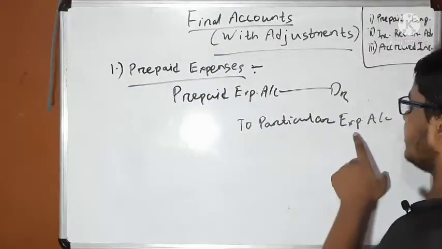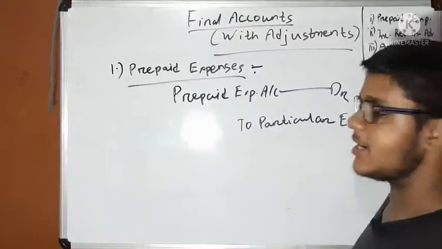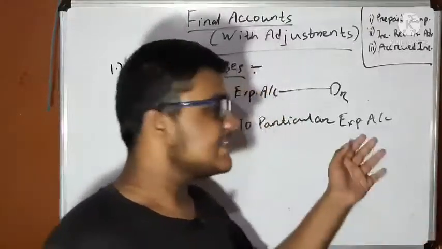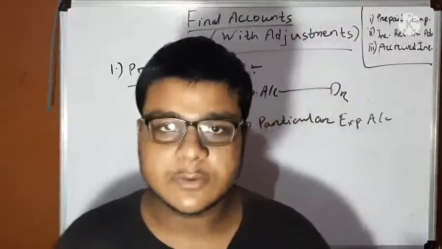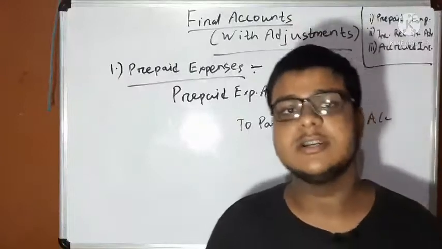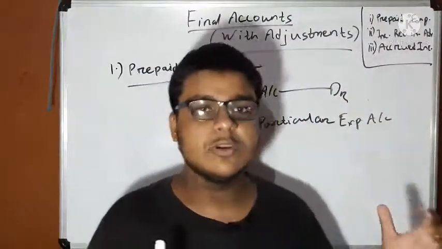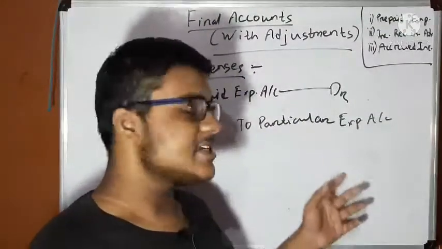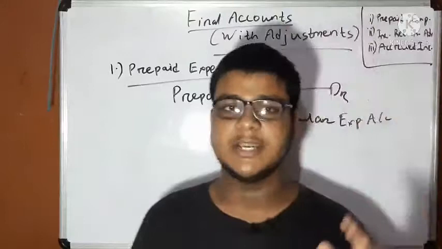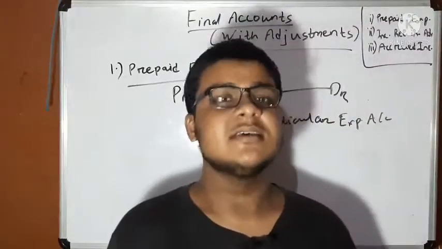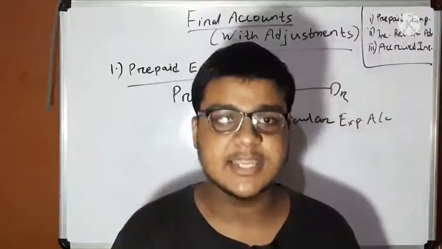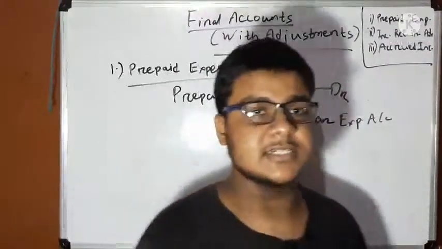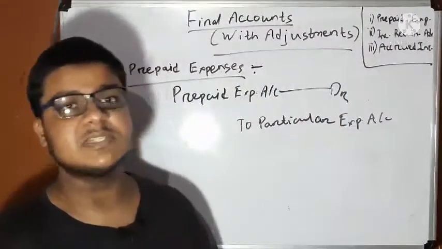So what is done here? It is the expense which is credited. As it is credited, it contravenes the golden rule of the nominal account. We know that all revenue expenses are debited, but here it is credited. It means here the expense is decreased. The amount related to this particular expense is decreased.